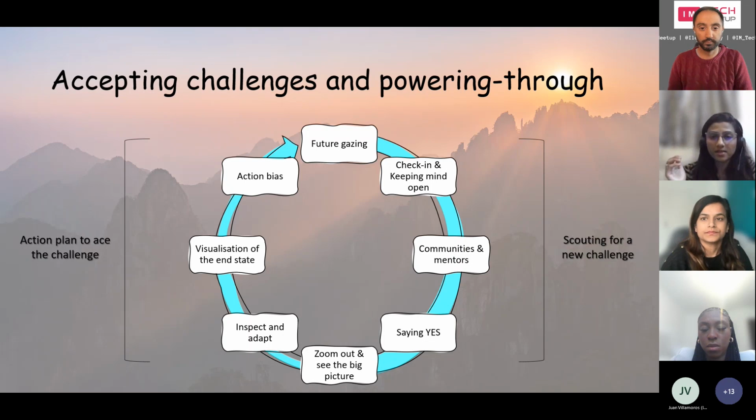So I'd say the very first step is future gazing, where it's all about blocking time in your diaries and your busy lives, where you could be so consumed by the daily packed schedules of work and personal life. Put in that checkpoint with yourself to look into the future.